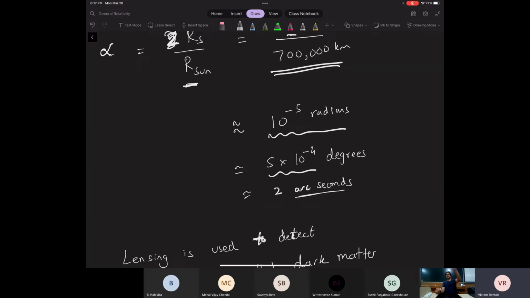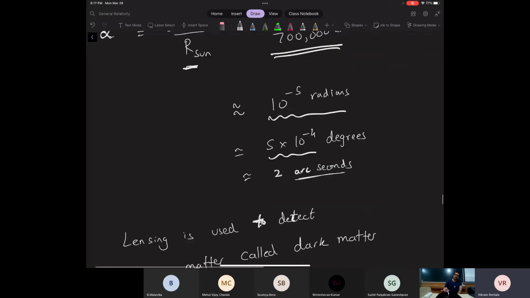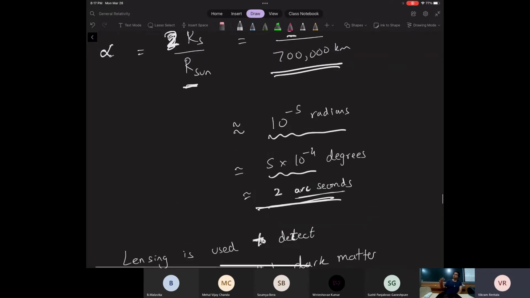It's a very tiny deflection that you're measuring on the sky. Here's a star that should have been just behind the sun, but now I see it 10 to the minus 4 degrees away from the sun, basically just outside the moon. So lensing was used to confirm this, and this was a spectacular confirmation of one of the predictions of general relativity.